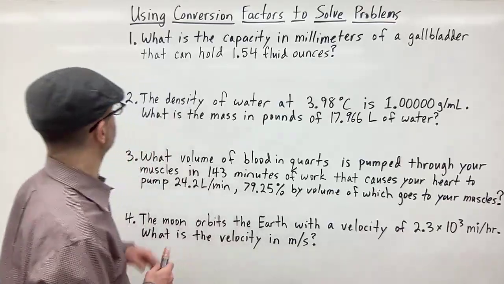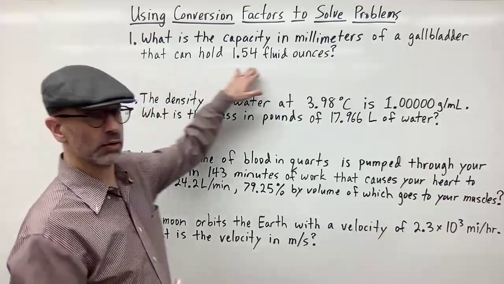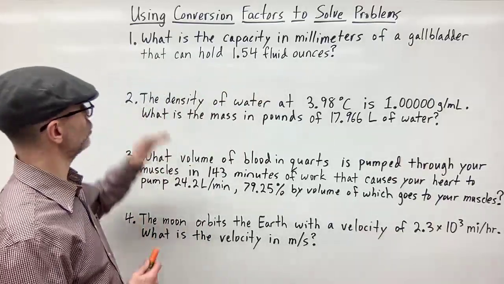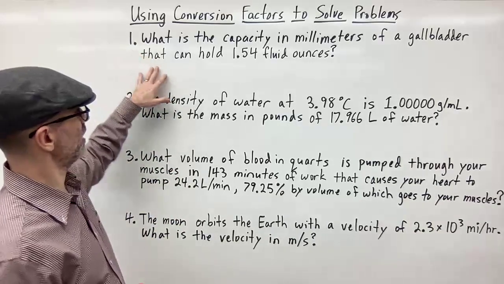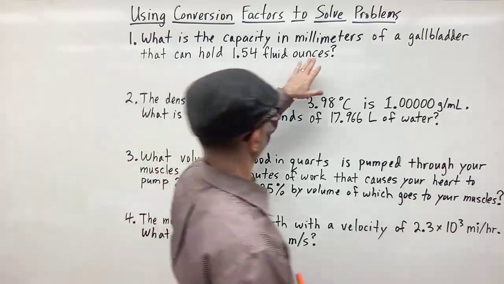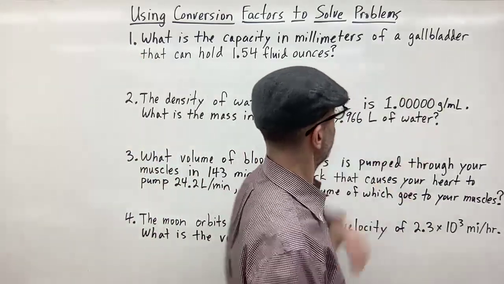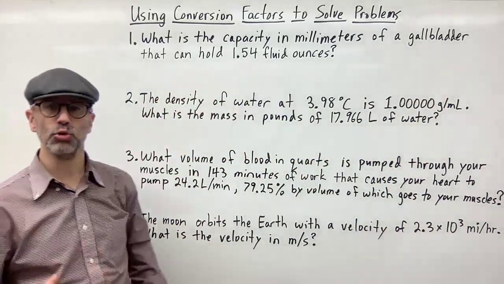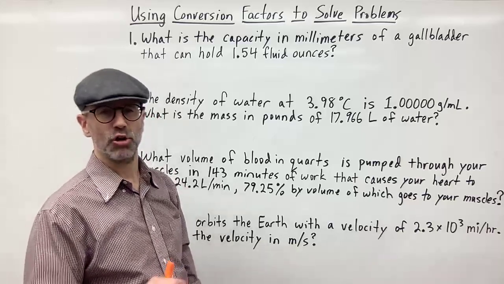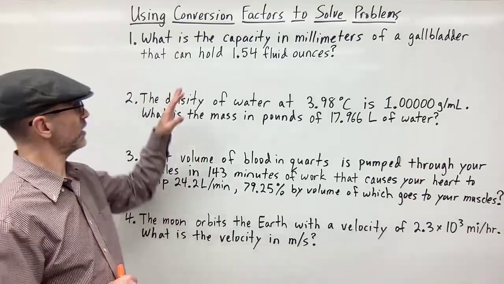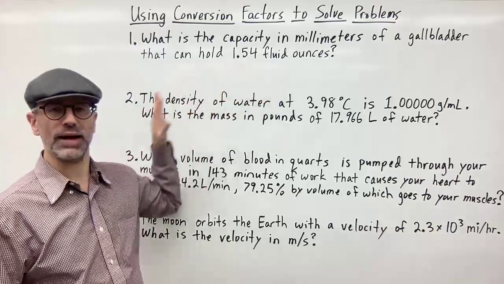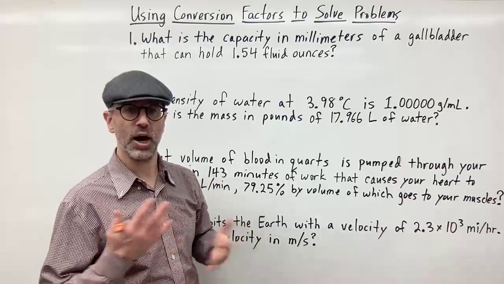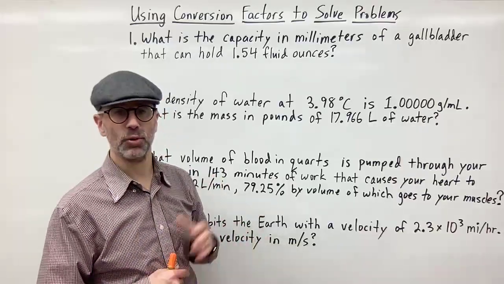So number one, this is just a question, so we want to pull out any conversion factors. It says, what is the capacity in milliliters of a gallbladder that can hold 1.54 fluid ounces? Okay, so there's no relationships. There's nothing being related to anything else. So we don't have any given conversion factors. So we need to figure out where we're going to begin and where we're going to end.